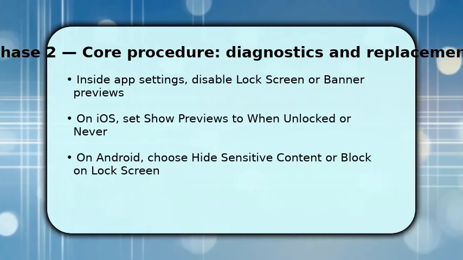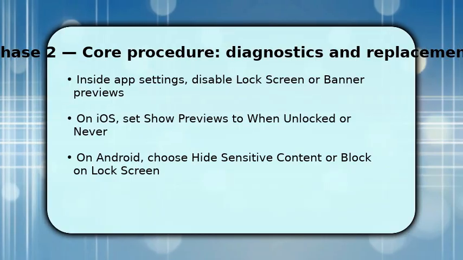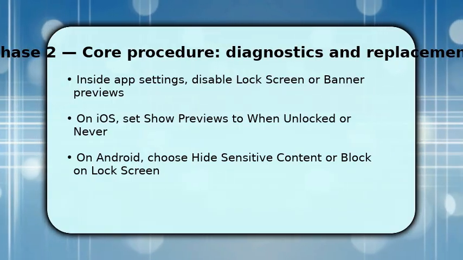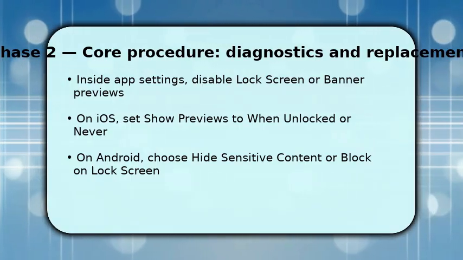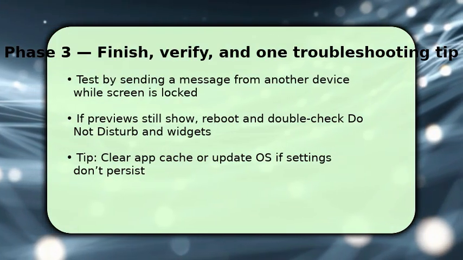Also check per conversation settings for VIP or starred threads. You may need to change those individually, so one contact doesn't override the global setting. Finish by testing: lock the device and have someone send a message.